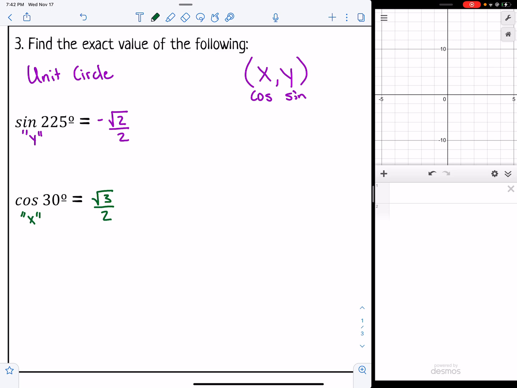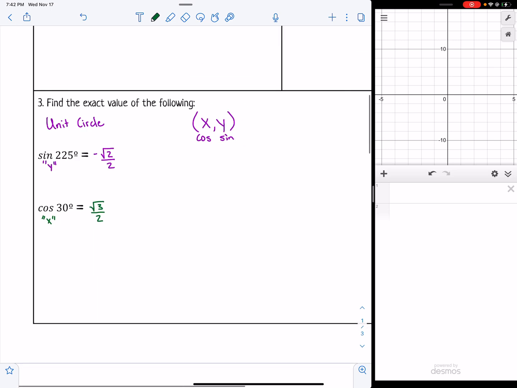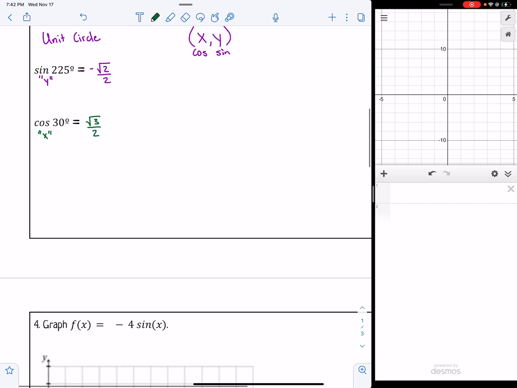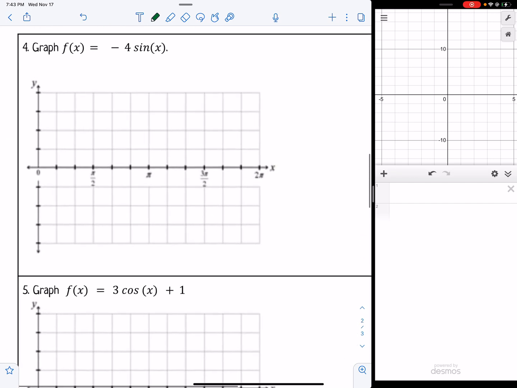So you'll have a question that asks you for the exact values, and you just want to use the unit circle and pick them out. Do not type them in the calculator. 4 and 5 are graphing ones.